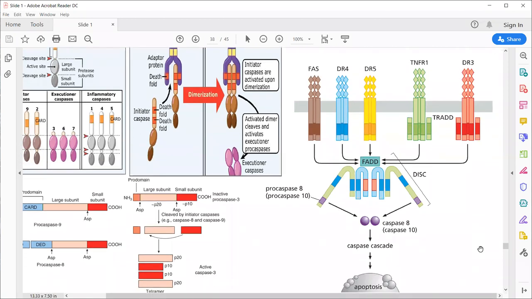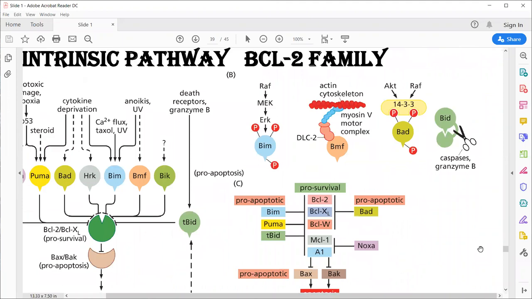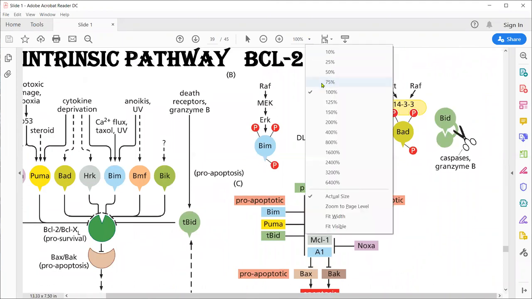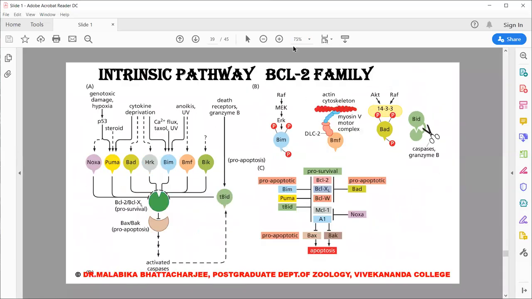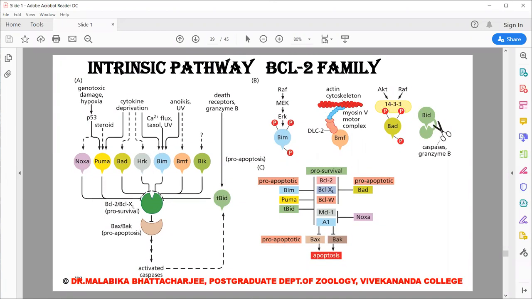If we move into the intrinsic pathway, it has a lot of players. Now the main family that is very important in the intrinsic pathway, apart from P53, which we will come to later on, is the BCL2 family. This is a family which has three basic categories of proteins in it.